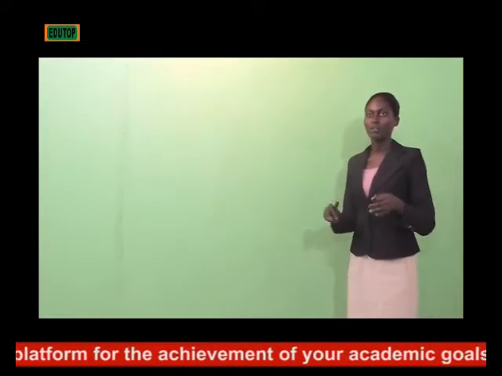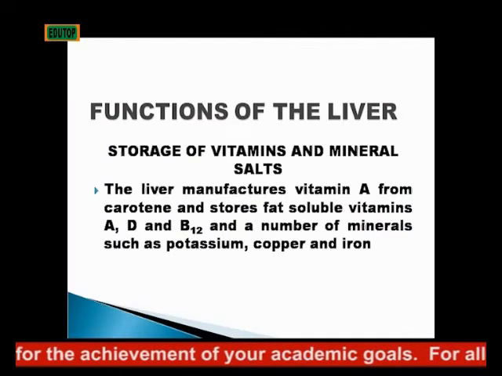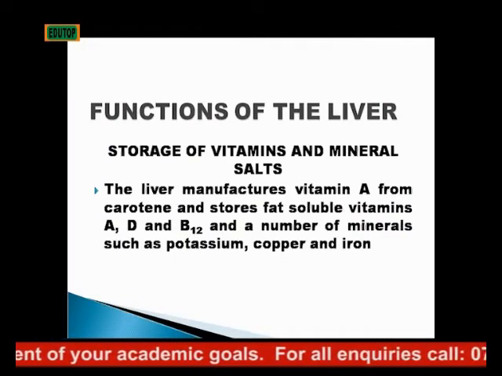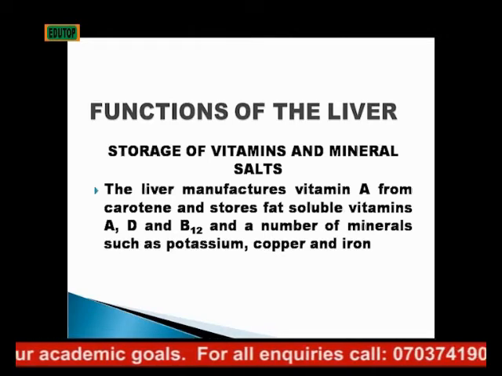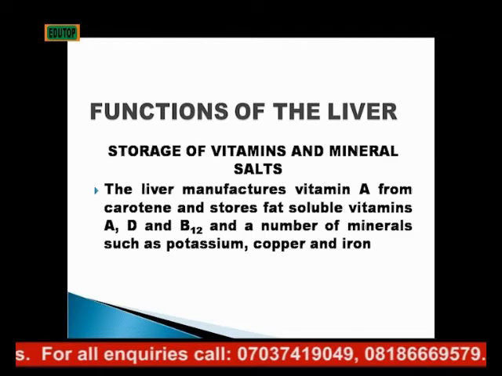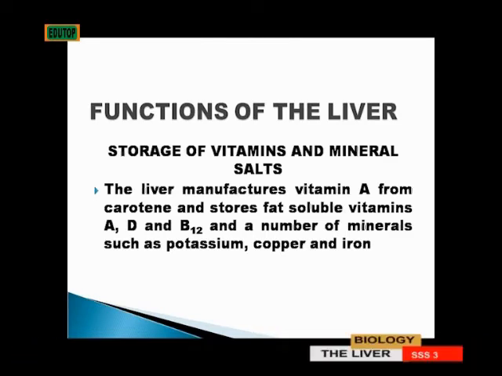Then the liver also stores vitamins and mineral salts by manufacturing vitamin A from carotene, and stores fat-soluble vitamins A, D, and B12, and a number of other minerals such as potassium, copper, and iron. So the liver is also the one that does this storage of vitamins and mineral salts.